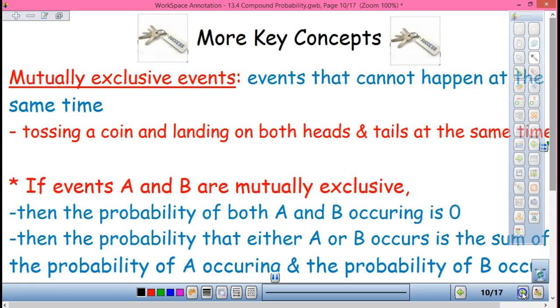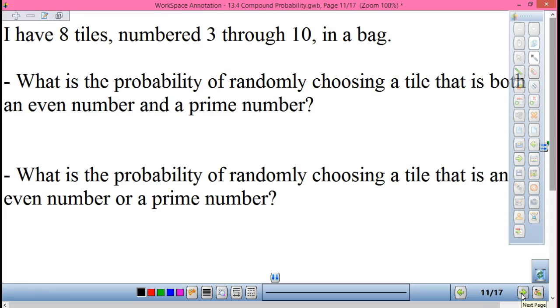All right. So I have 8 tiles. They are numbered 3 through 10. So 3, 4, 5, 6, 7, 8, 9, and 10. Probability of choosing an even number and a prime number.